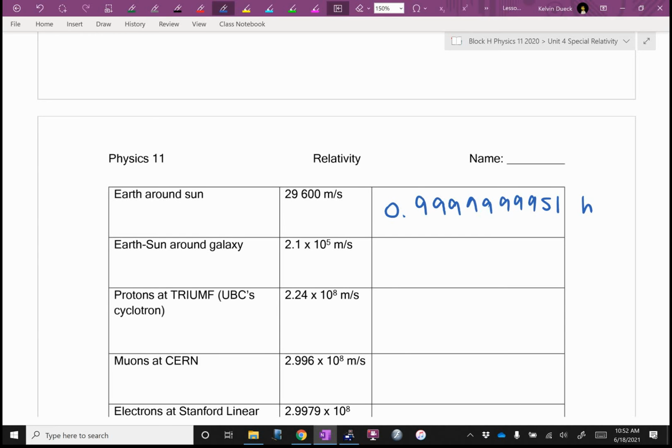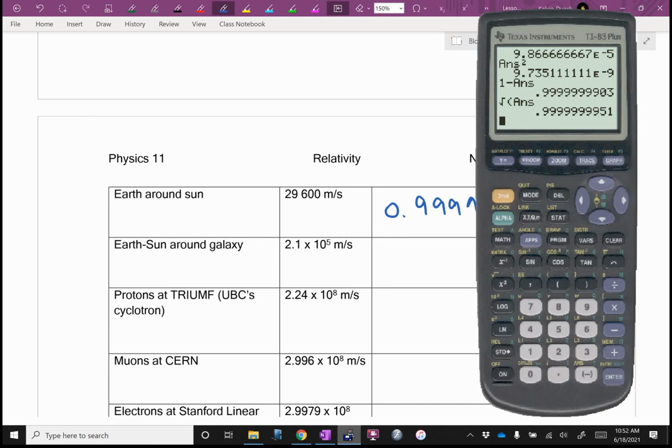Ooh. The Earth is also, in our solar system, moving around the galaxy. So at the center of our galaxy, there's a large black hole. That means time must be moving slower for us than the large black hole. Let's try crunching that. So that's going to be 2.1 scientific notation button 5 divided by 3 scientific notation button 8.